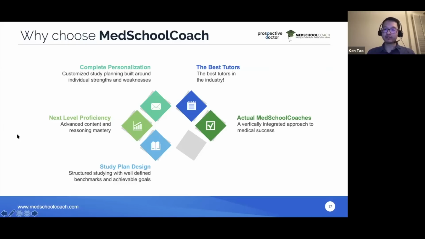And MedSchool Coach is an excellent company to work with, because we're a company that's focused on every aspect of becoming a physician. If you look at many test prep companies, their goals are simply to help students take an exam. And if students do well, or don't do well, it doesn't really impact them. But for us, it does have a significant effect because our goal is not just to help students with exams. Our goal is to help them become physicians.